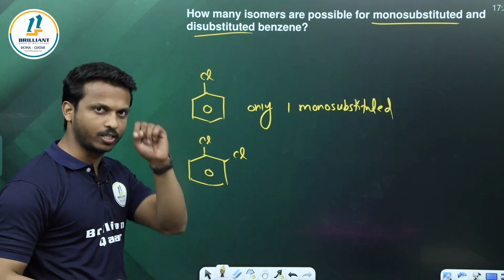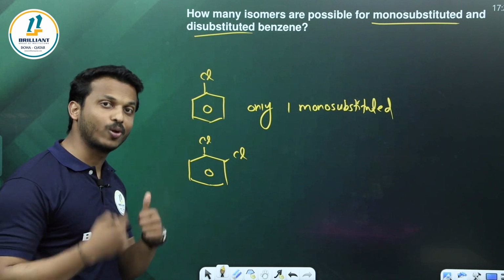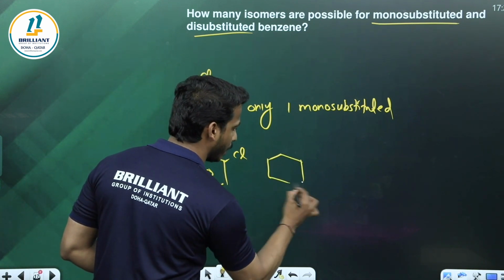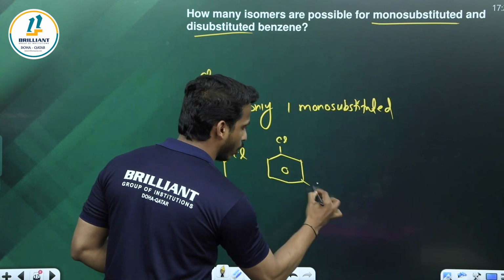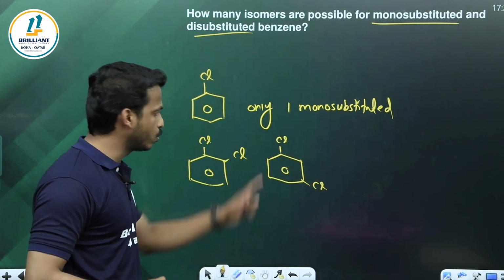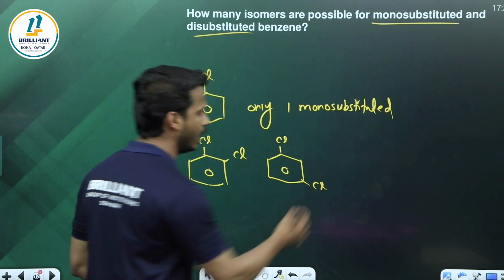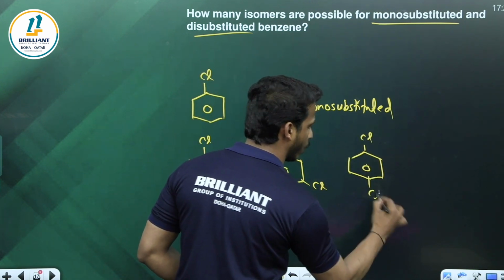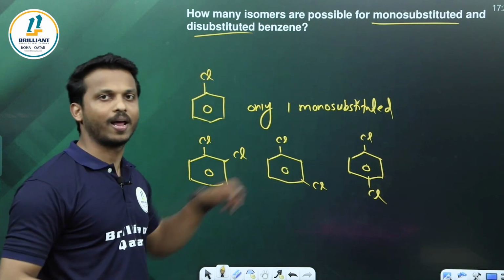1,2-dichlorobenzene. This is one structure possible. Here some other structure also possible. Can we place chlorine on this side? Yes. We can place one chlorine up, one chlorine on the meta position. This is 1,3-dichlorobenzene. We have one more arrangement. We can place one chlorine up, one chlorine down, 1,4 or para product.